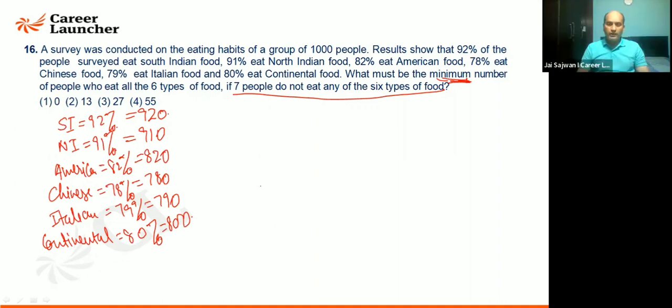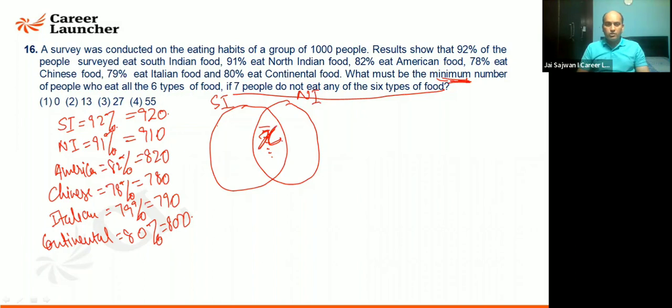Now, for people who like South Indian and people who like North Indian, I want the minimum common value between them. Say X are the people who eat both North Indian and South Indian. So 920 minus X are the people who eat only South Indian, and 910 minus X are the people who eat only North Indian. The total number of people present, since 7 people do not like any of them, should be 993, because people either like North Indian or South Indian.